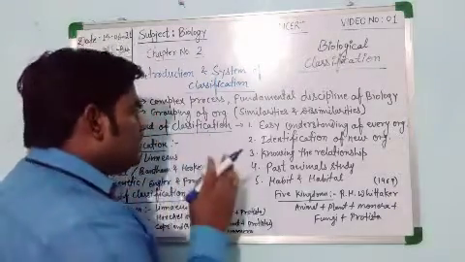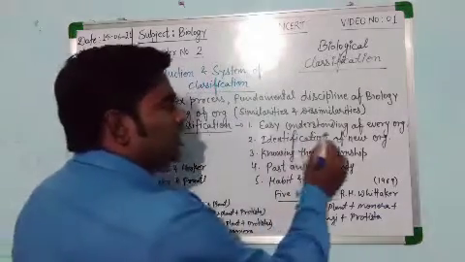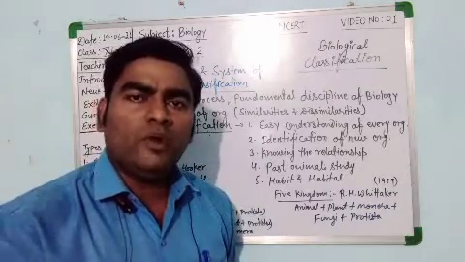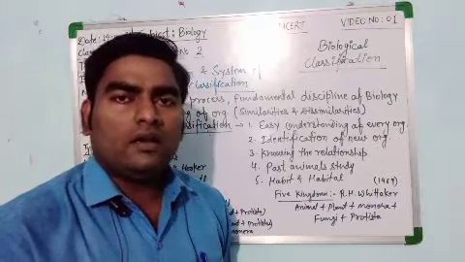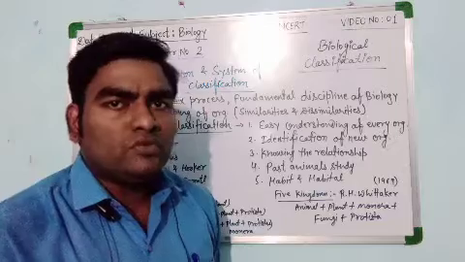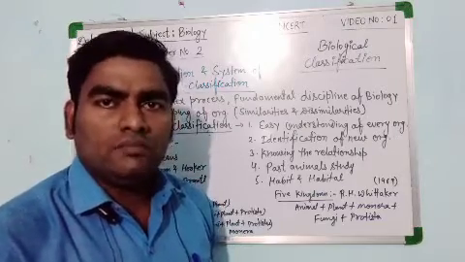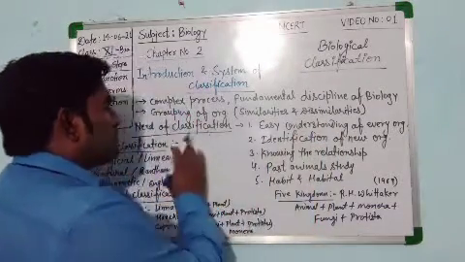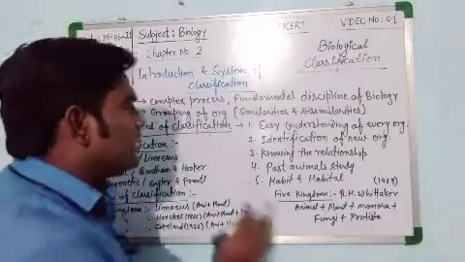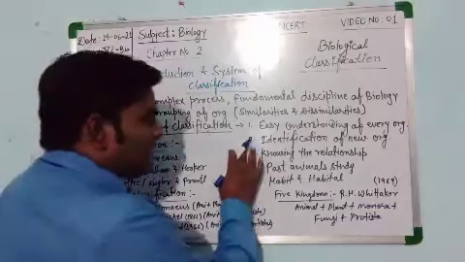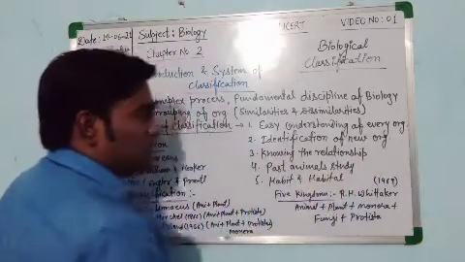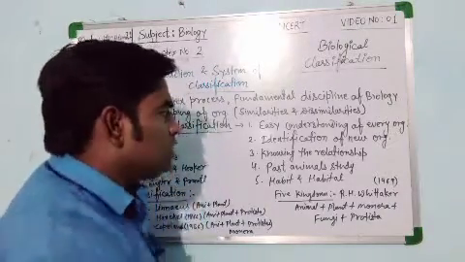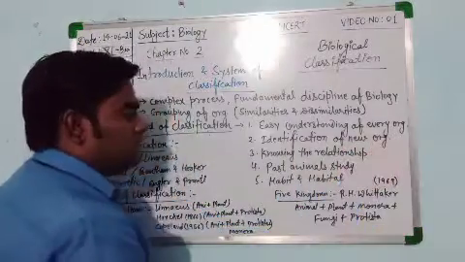It is very important for easy understanding of every organism, because in this universe approximately 1.8 million organisms are currently living. So it is not possible to identify or study every organism. For easy understanding or easy study of every organism, classification is necessary. That's why classification is necessary. The second point is identification of new organisms. How do we identify a new organism? Identification is very important, so identification of new organisms is necessary.